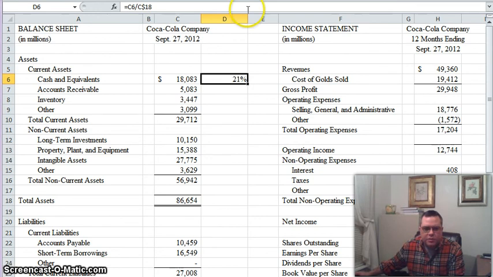Turn it into a percent, sorry. 21% of our assets, that means, are in cash, liquid assets. Is that a high number or low number? It's a trade-off. It's nice to have a lot of cash, but it's also detrimental in that you don't earn anything on your cash.